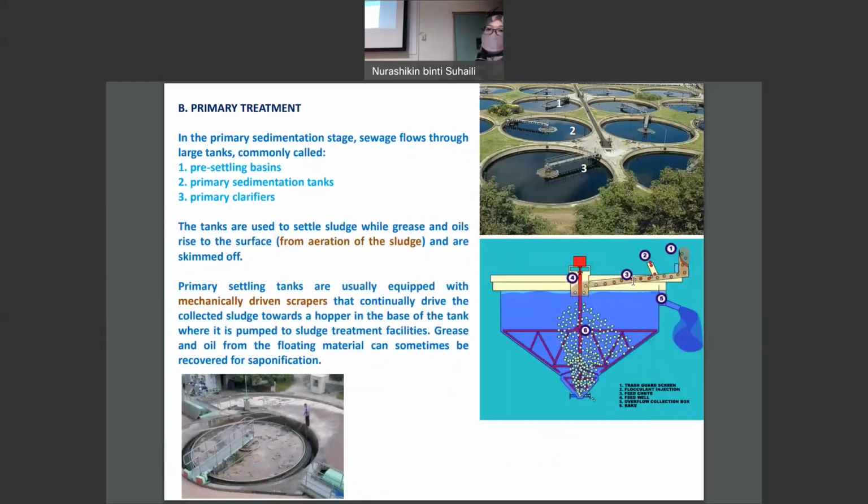Okay, so after the pre-treatment, only the liquid wastewater goes to the primary treatment units. Under this primary treatment, there are various equipments that are used, for example pre-settling basins, primary sedimentation tanks, and primary clarifiers. The purpose of this treatment is to further skim the wastewater. The wastewater may contain something that's not solid, but something like slurry, can you imagine slurry? That is what is separated under this primary treatment. Those slurry will settle at the bottom of the tank.